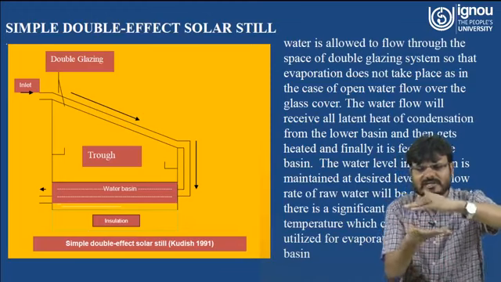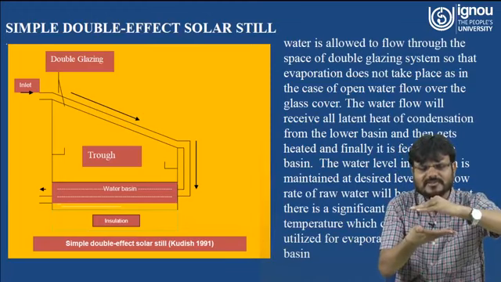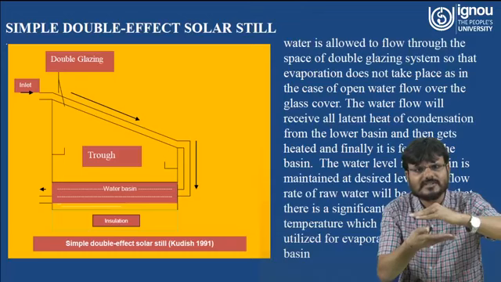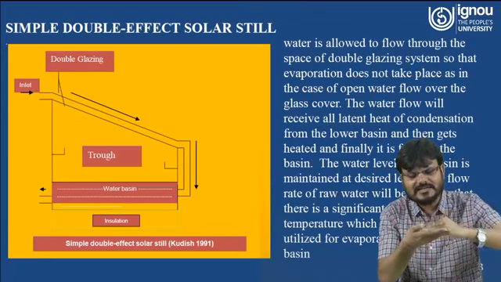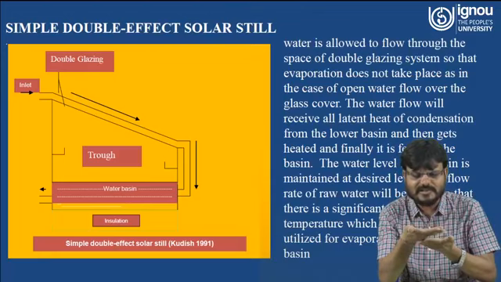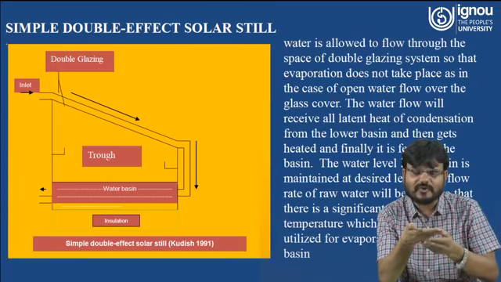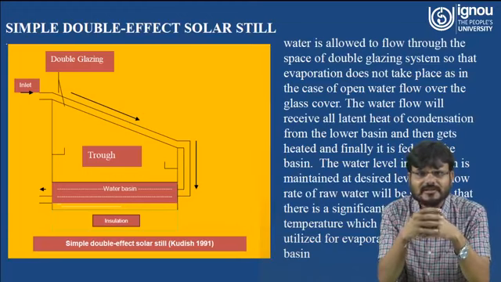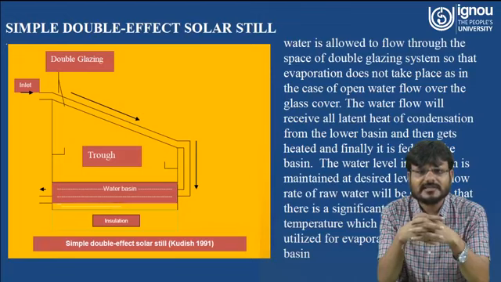There are two glass covers, and there is a space between them. So there is air in between. As I explained earlier also, air will work as an insulation. As water comes in the base of the glass cover, it may happen that some water may be evaporated. Now what will happen here? The water will flow, receive all the latent heat of condensation from the lower basin, and then get heated, and finally it is fed into the basin.